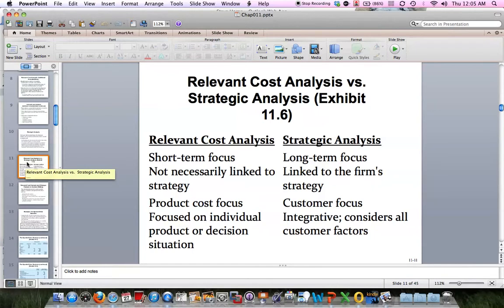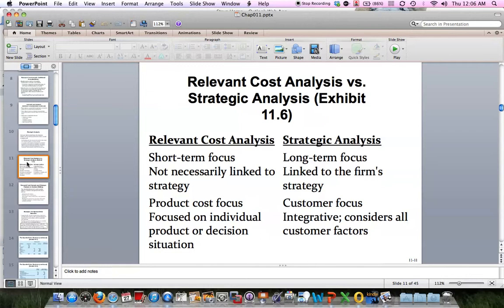Okay, Exhibit 11.6 is towards the very bottom of page 414, and I want to make sure that you understand some of these things here. And we talk about a relevant cost analysis and how do we link some of these relevant costs to some types of strategies that companies undertake. So relevant cost, we tend to think of those as being short term. When strategy means we need to be thinking long term. Relevant costs are not necessarily linked to strategy, okay? And obviously we need to be thinking strategy, big picture, long term.